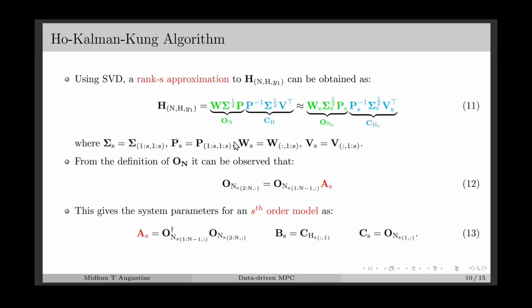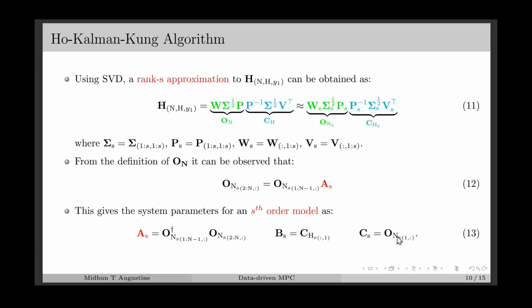Earlier from the observability matrix equation, we can observe that the second row till nth row of this matrix will be equal to the first row till n minus 1th row multiplied by AS. Therefore, by left multiplying this equation with the inverse of this matrix, we obtain AS equal to this matrix inverse into this matrix. But here we have used the pseudo inverse since this is not a square matrix.